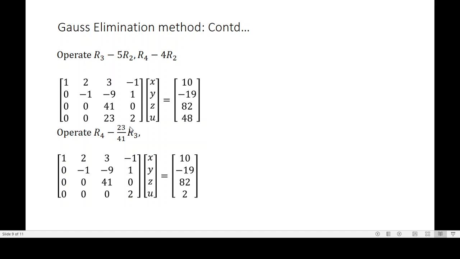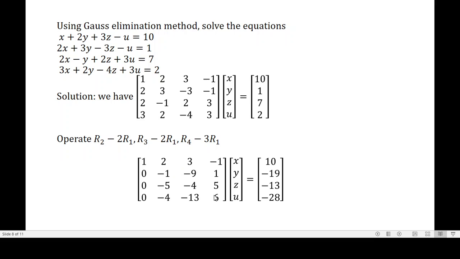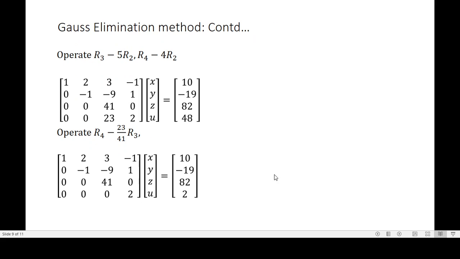And the next element is 6 minus 4, which is equal to 2. Similarly, minus 19 is multiplied by 4 and minus 28 plus 19 into 4, which is equal to 48. Now observe the coefficient matrix. Except this element, all other elements are equal to 0.